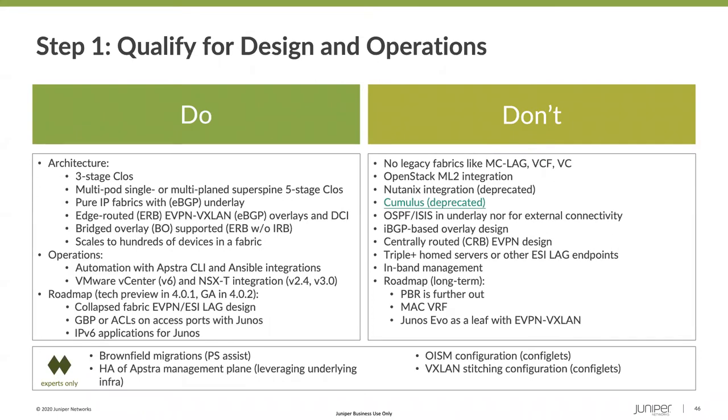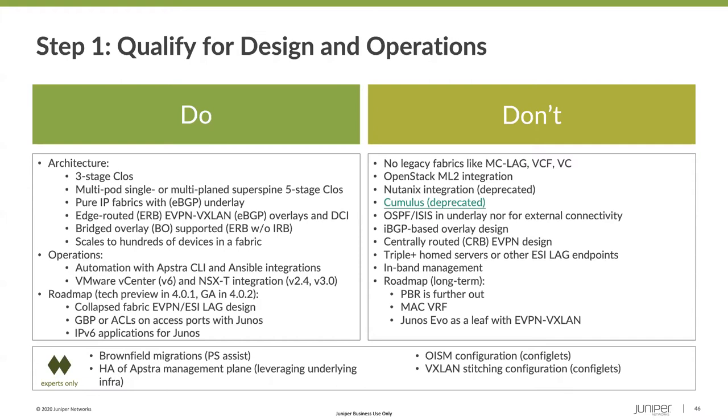Tech preview or roadmap, what is that? I have a slide further on with a description, but in terms of functionality, we have something we call collapsed fabric. That is where you collapse the spine and leaf into one box. This is typically for very small data centers or maybe a disaster recovery site. We also do global-based policy, which you could consider like micro segmentation. That is now supported on ACL with Junos and also some IPv6.